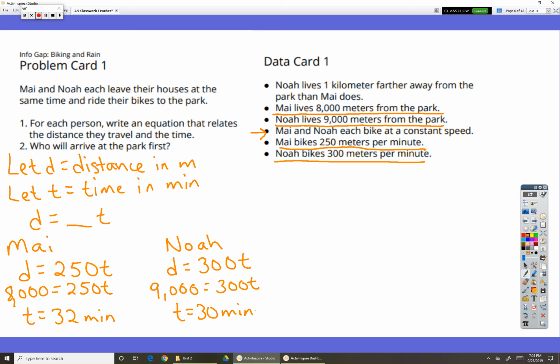So since Noah took less time to get there than May, Noah will arrive first.